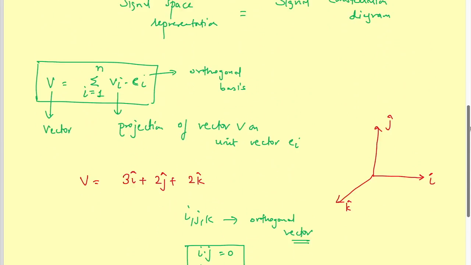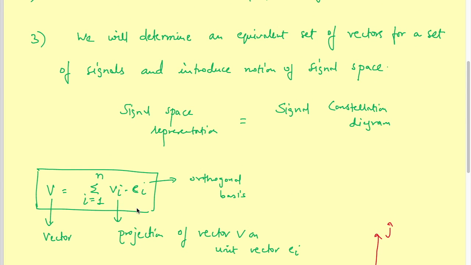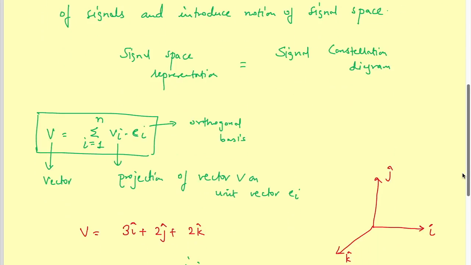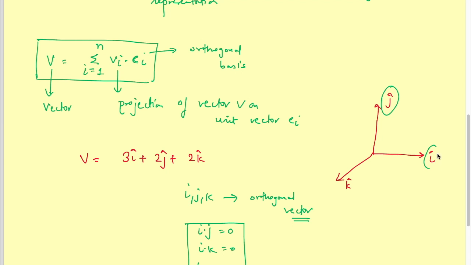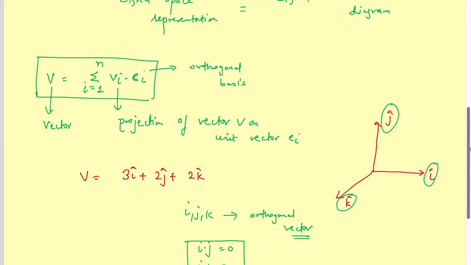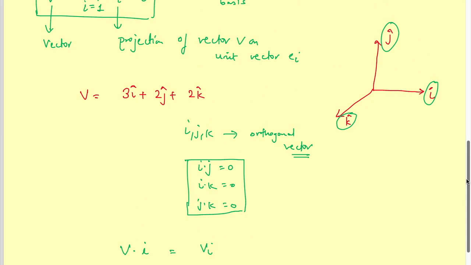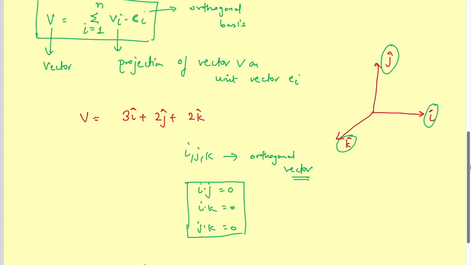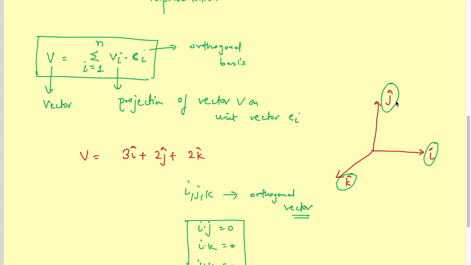In this lecture, we will be given some signals, likewise three signals, and we are going to form the orthogonal basis. First we find the orthogonal basis and represent our signals in the form of vectors like this. This is the theme of our lecture. I will try to explain as simply as I can. We first find the orthogonal basis of these signals and represent our signals in the signal space representation diagram.